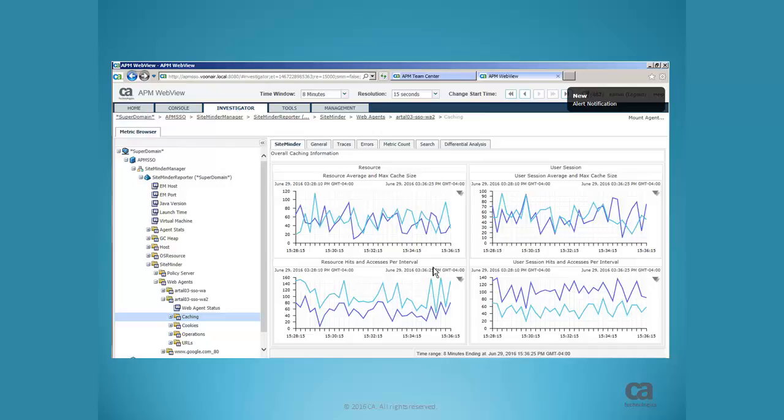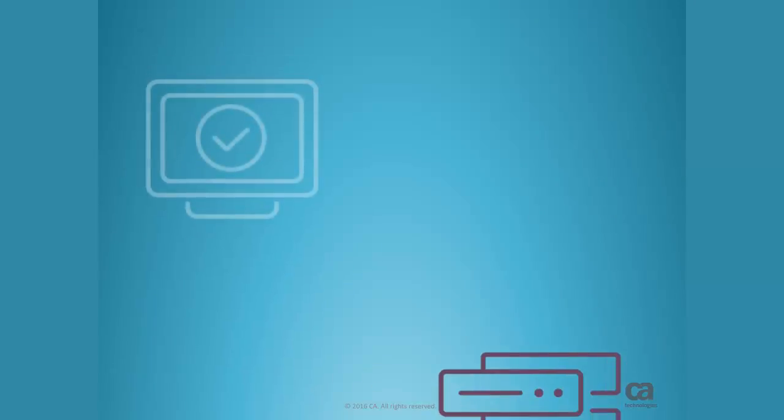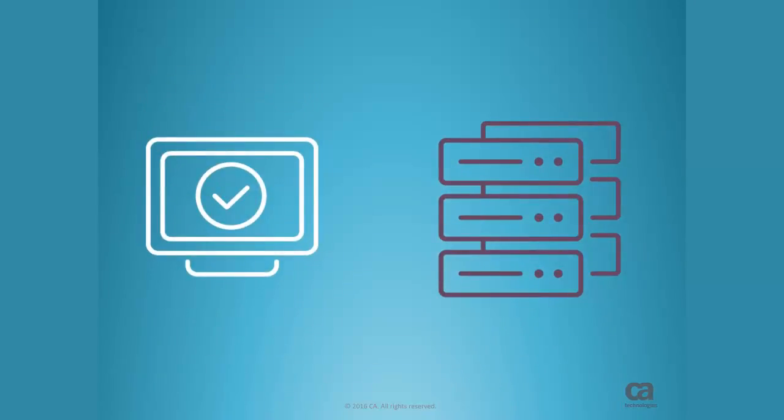CA APM dashboards, type views, and team center display give both CA SSO and CA APM operations people superior visibility and management of their total application. Let's take a look at a quick demonstration.